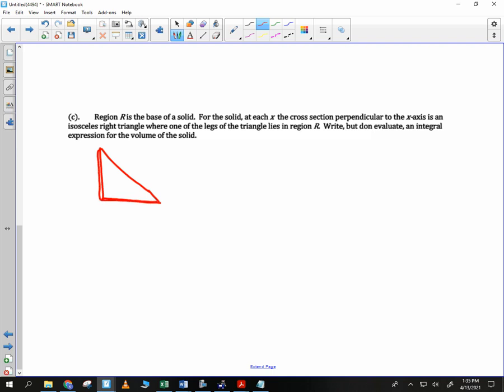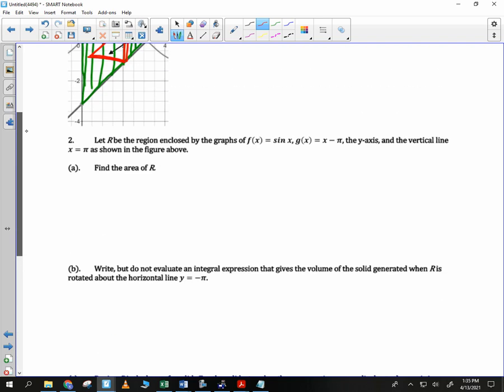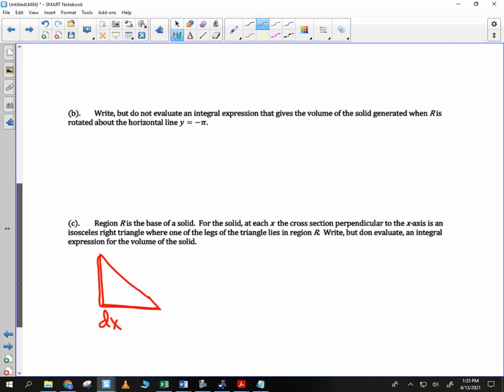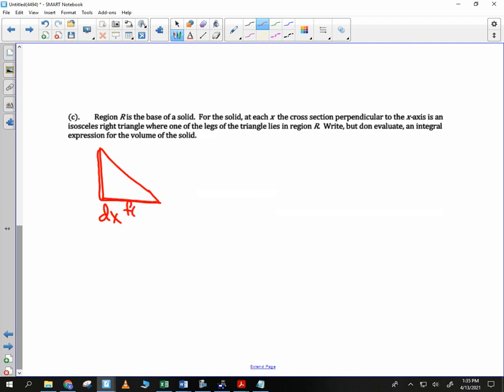What's the thickness, dx or dy? Dx, very good. Blake, can you describe for me again how you found this distance right here? Top minus bottom. We said that the top in this case was f and the bottom was g. So this is going to be f of x minus g of x.